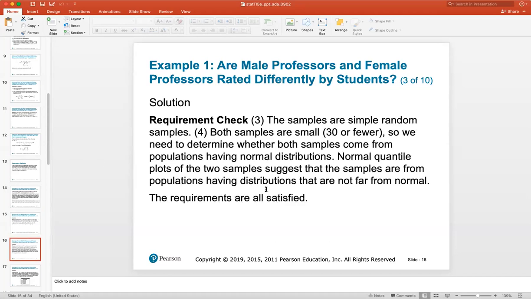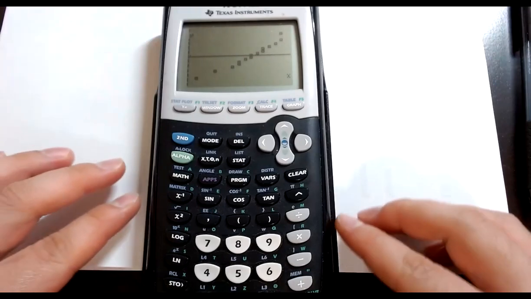The third requirement is that the sample is a simple random sample. Yes. And since both samples are small, 30 or fewer, we need to determine whether both samples come from populations having a normal distribution. So we're going to plot the normal quantile plot to check whether those data are normally distributed. Okay, so let's do this first. All right, here is the calculator.